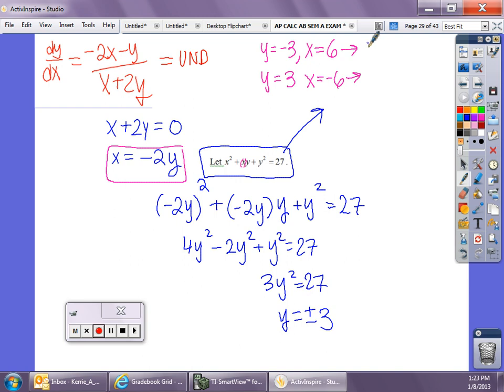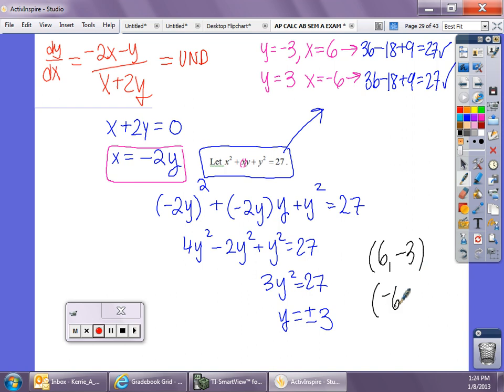X squared would be 36, plus xy, which would be negative 18, plus y squared, which would be 9, equals 27, true. And then the second one, x squared, 36, xy minus 18, and then y squared is plus 9 equals 27, true again. Therefore, both points work, so the answer to this question would be the points 6 comma negative 3 and negative 6 comma positive 3.